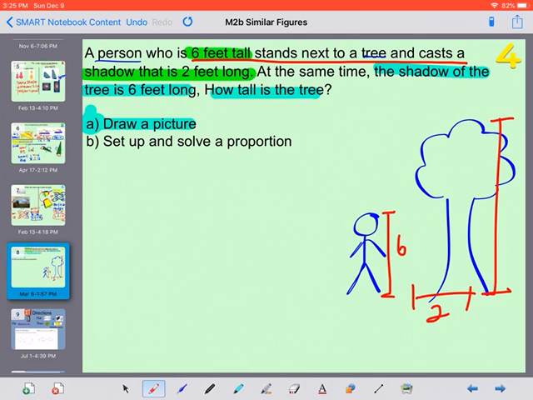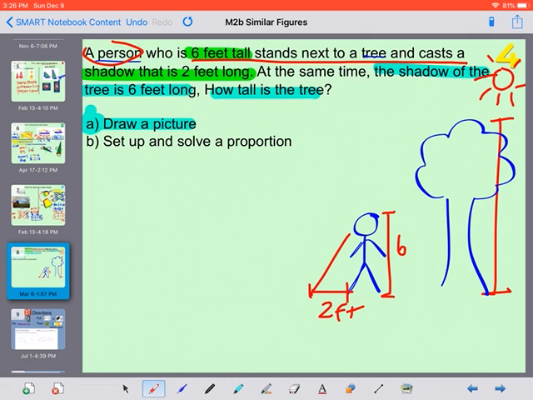Oh, I'm sorry. Hold on. Let's go back. If I read this carefully, it says a person who is 6 feet tall is just standing next to the tree. That person, they're still talking about the person, casts a shadow that is 2 feet long. So their shadow, maybe the sun's up here, this shadow of this person is 2 feet. At the same time, the shadow of the tree is 6 feet long. So the tree casts a longer shadow that is 6 feet long from the sun. Okay? There's the shadow of the tree. They want to know how tall is the tree.